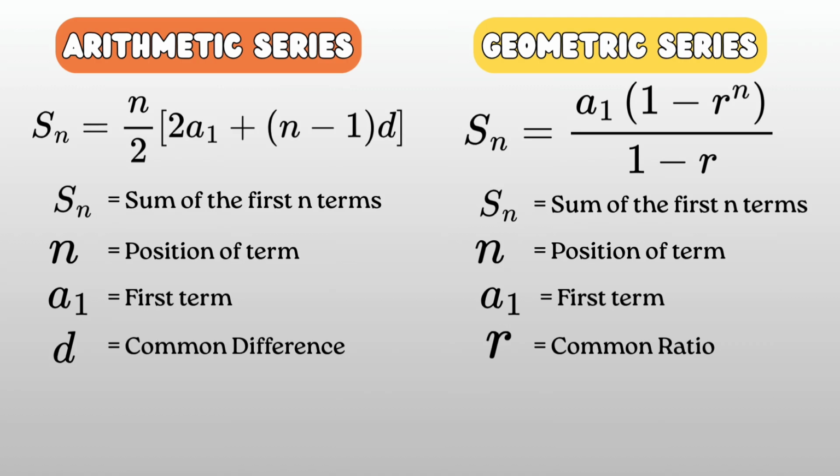For geometric series, it looks like a giant fraction, but we just read it from top to bottom. We say it like this: S sub n is equal to a sub 1 times the quantity of 1 minus r raised to the power of n, all divided by 1 minus r.